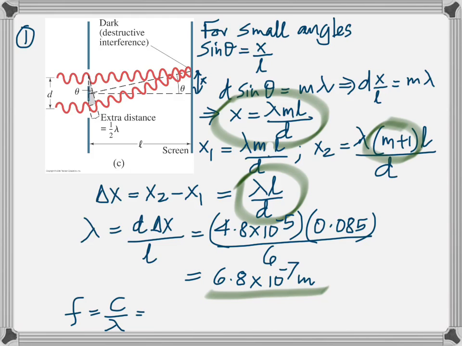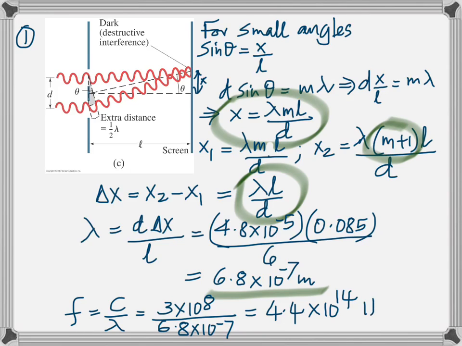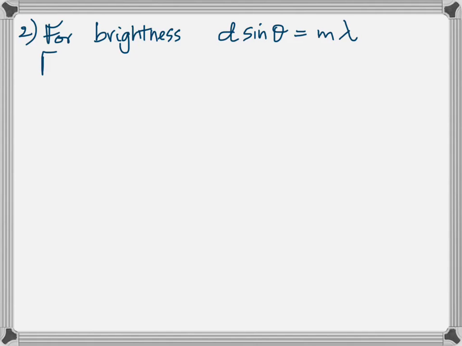If that's the wavelength, then the frequency is just c by lambda, which is 4.4 times 10 to the 14 hertz. In the second question, the wavelength of light is given. It says the fourth order fringe is 38 millimeter from the central fringe. So now again, that's x. You have to find d.